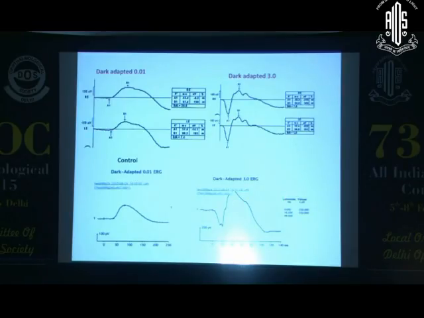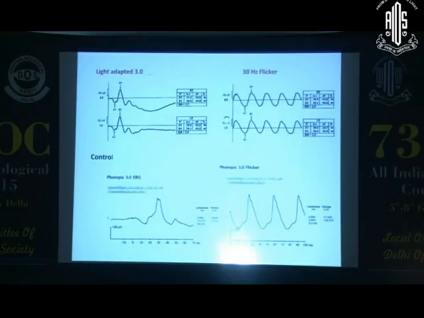I'm sorry, it's not the same controls, but anyway. So that's the normal B wave, and look at that. So typically you should have a much larger B wave than the A wave. So you definitely have a much smaller B wave. So this is the classic negative ERG that you would see. And his cone function is normal.